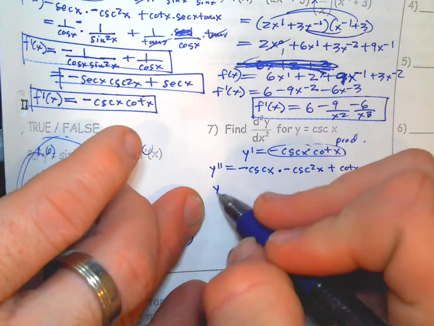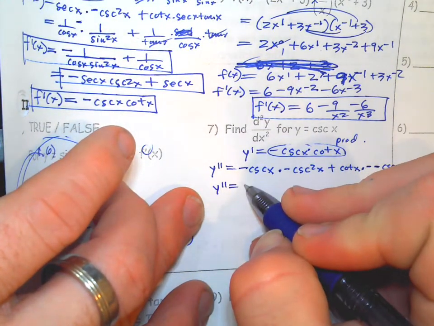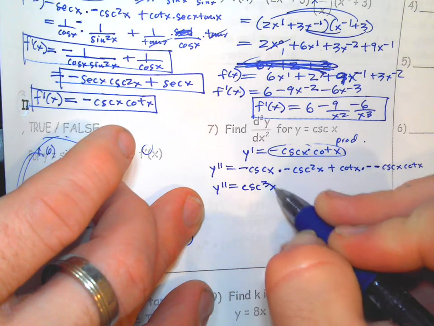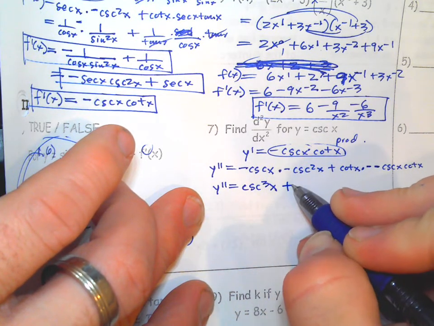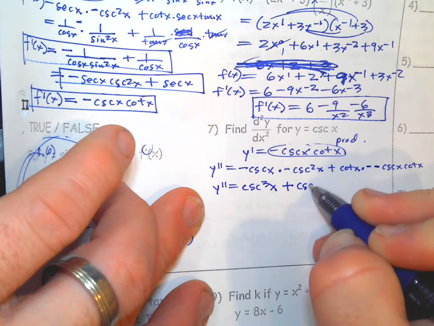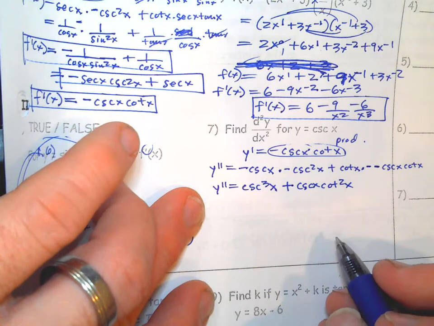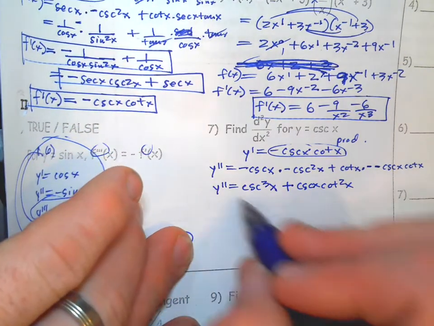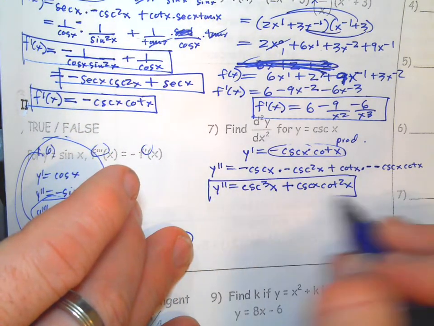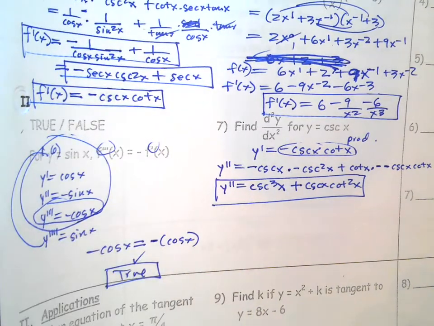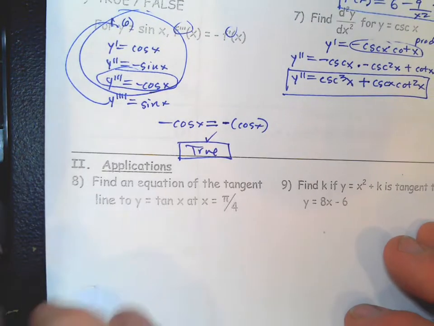So then we could clean it up. Positive cosecant cubed plus cosecant x cotangent squared. Sounds good. So you just got to be good at all your derivatives, okay?